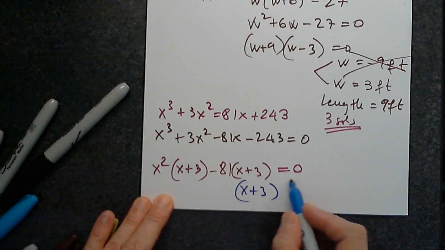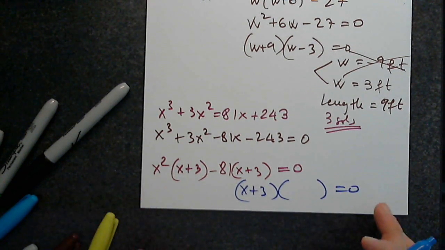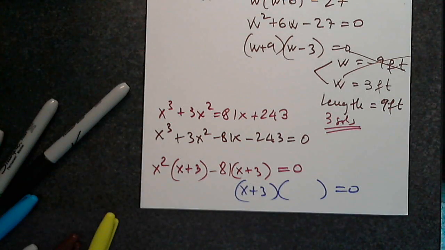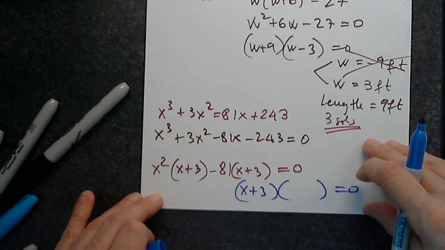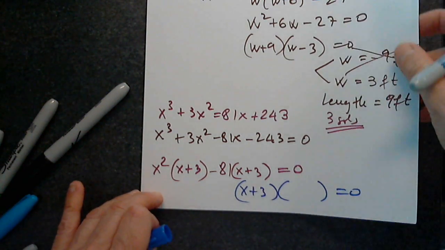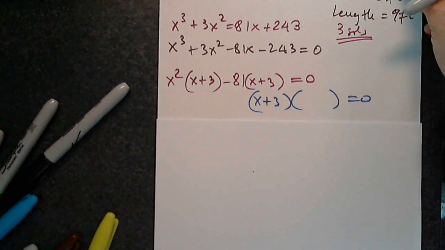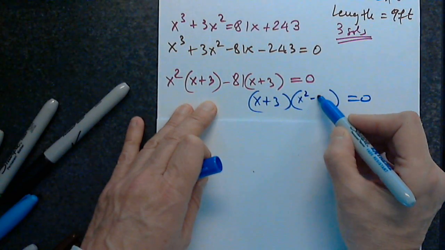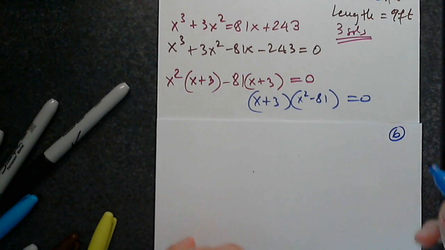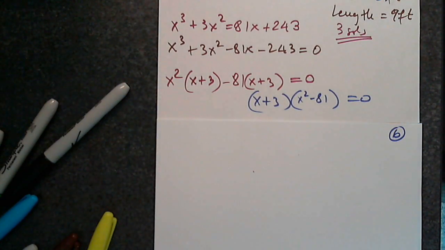Very good. What is left in parentheses? Do not forget the equal symbol and 0 because you will not solve. What is left in parentheses? Very good. What can I do to x squared minus 81? It's a binomial. It's in descending order. I'm hoping for a special product.